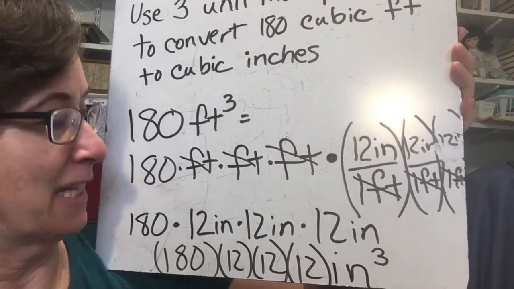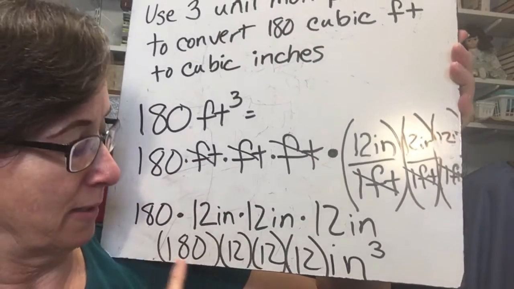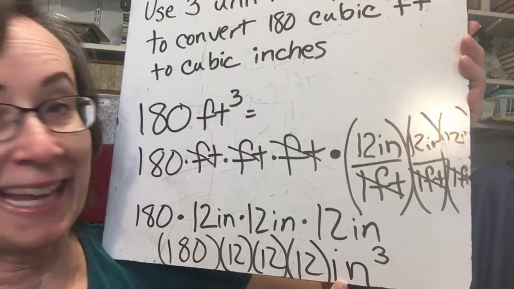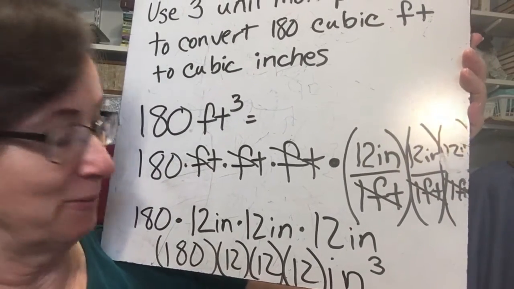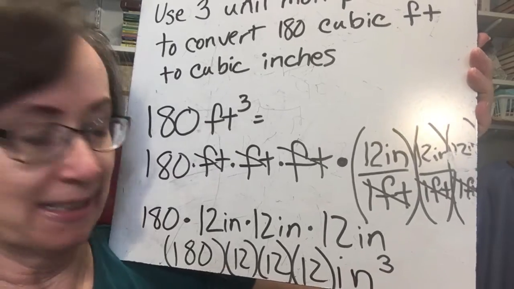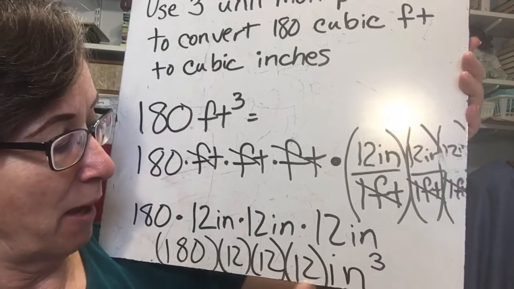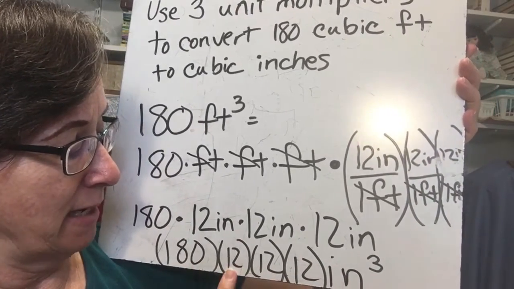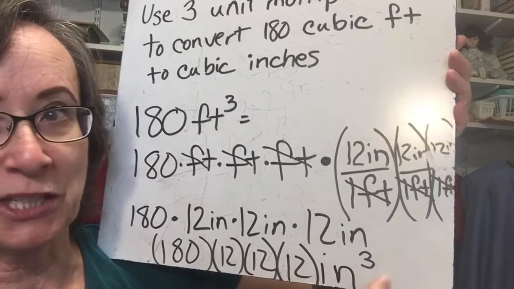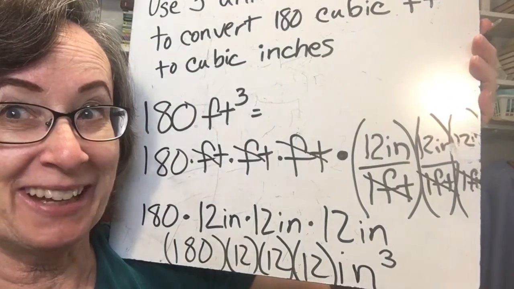Well, that's nice. That's one of the things I love about Saxon books. They just let you leave it just like this. This is the answer they gave you. So we don't have to multiply it out. We leave it in factors here. 180 times 12 times 12 times 12 inches cubed. And we don't have to do it any further.